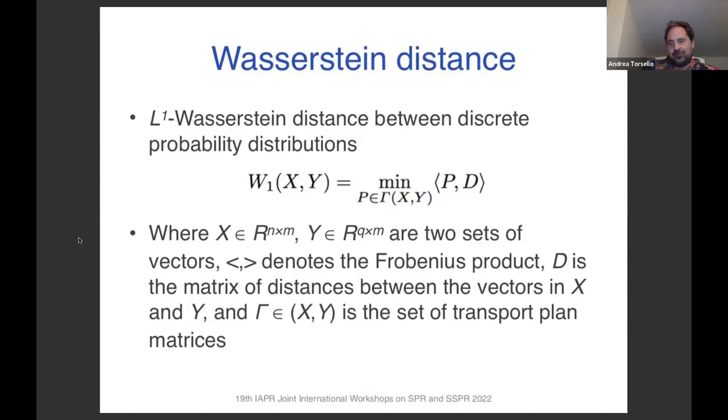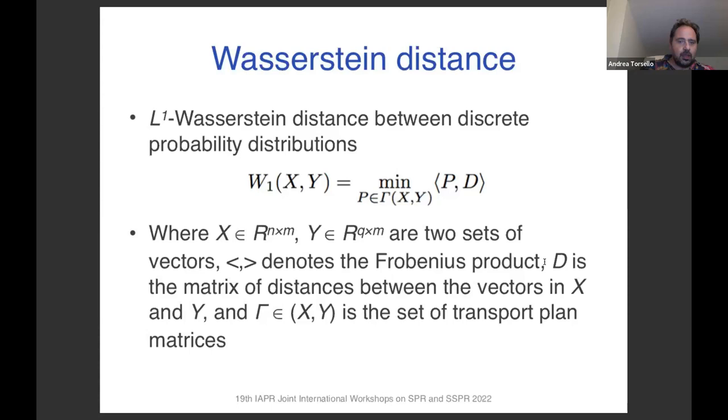And the final component, of course, is the Wasserstein distance. You can see that the Wasserstein distance between discrete probabilities is just defined as this quantity W of X, Y, which is the minimum over all the transport plans from X to Y of the Frobenius product between the transport plan and the matrix of distances between every element of X to every element of Y. So this is basically a continuous relaxation of an assignment, of a bipartite matching over the distances of the points themselves.